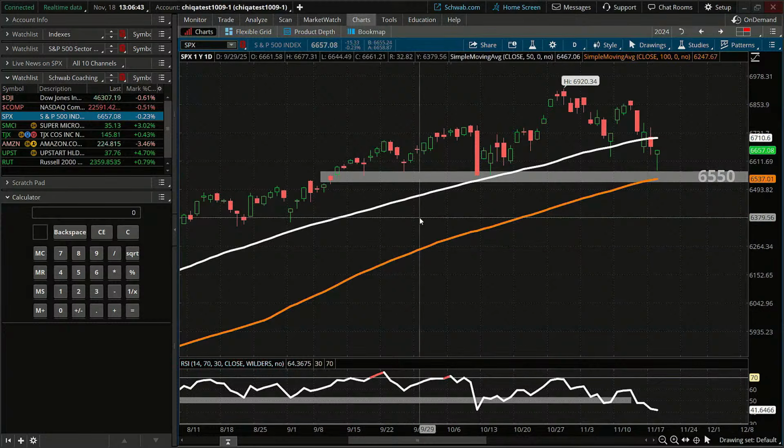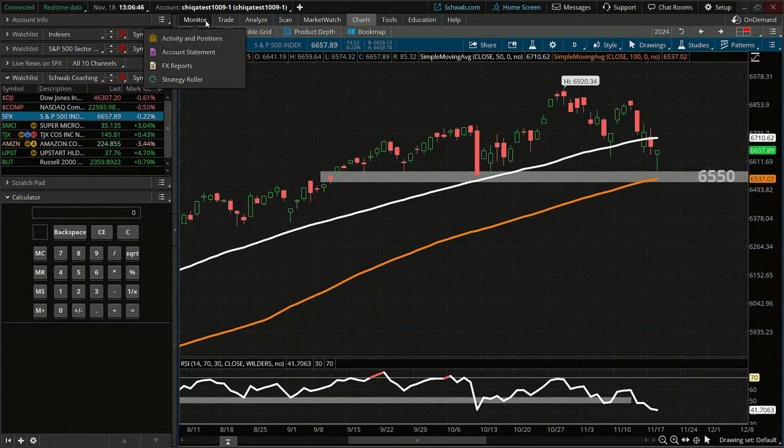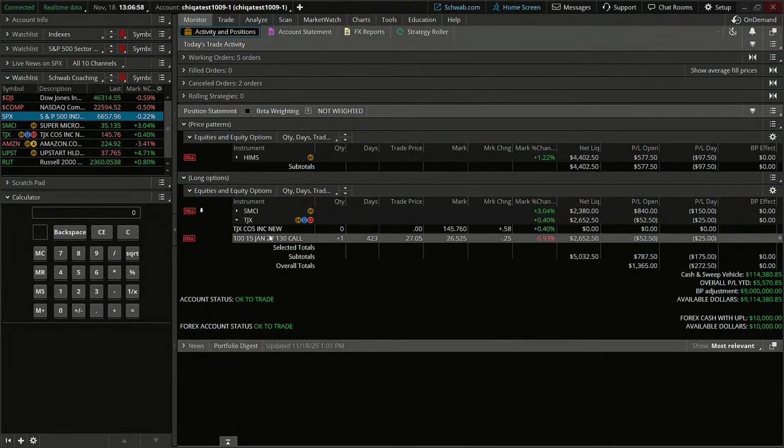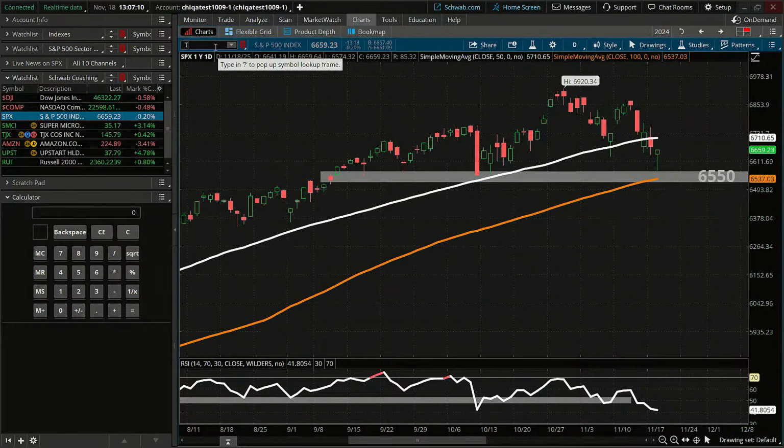And let's just get into reviewing some of our trades from the previous week. So I'm going to go to the monitor tab and just take some time to review these. If we look under the long options section, last week we placed a LEAPS options trade on TJX. So you can see we're down a little bit on that, but we're holding that until the 15th of January of 2027.